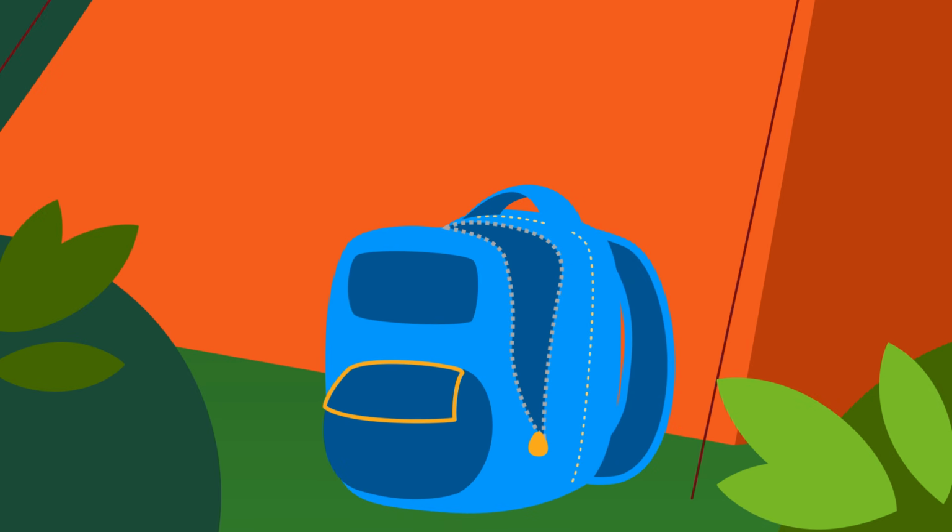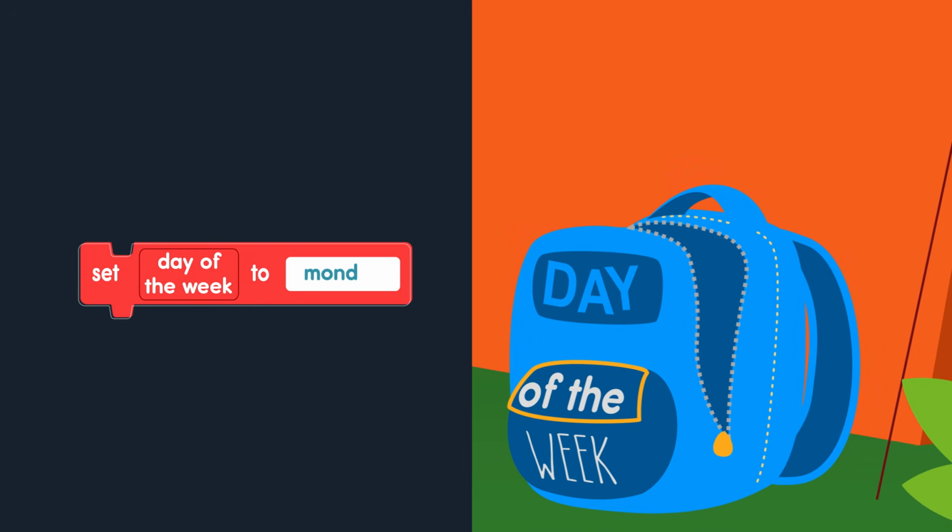Here's a string variable about what day it is. We will name this variable Day of the Week. Day of the week is Monday. Day of the week is Tuesday. Day of the week is Wednesday. Day of the week is Thursday.